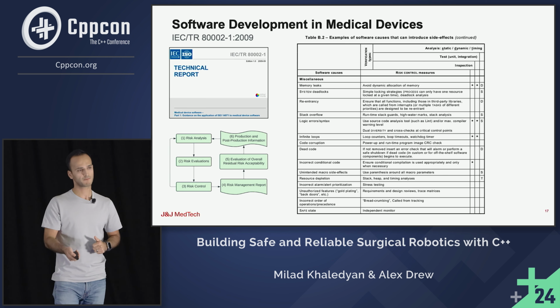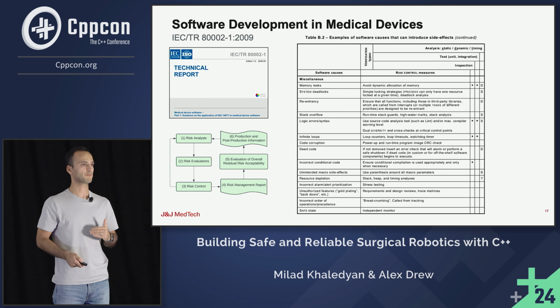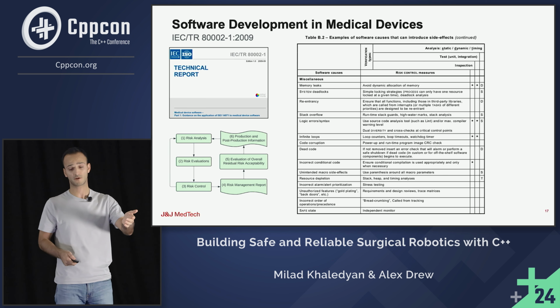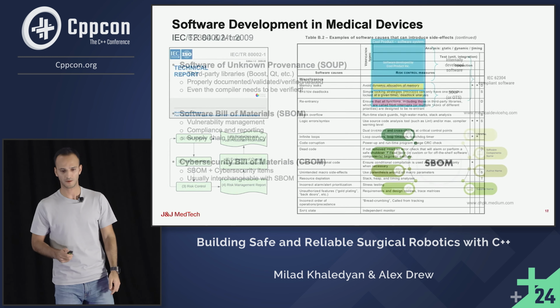They have tons of examples, like race conditions. You can find this in the report. They have more than 200 examples of what happens if a software failure occurs, how you could apply the risk control measure, and how you can verify, document, and submit to the FDA.